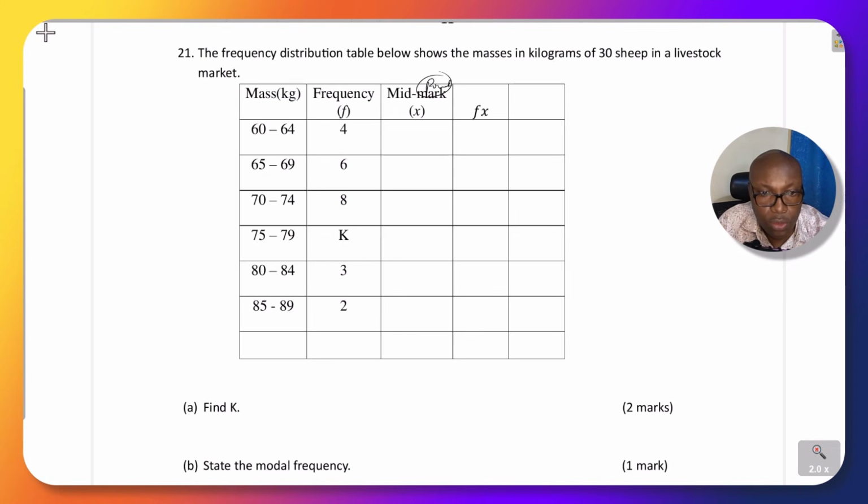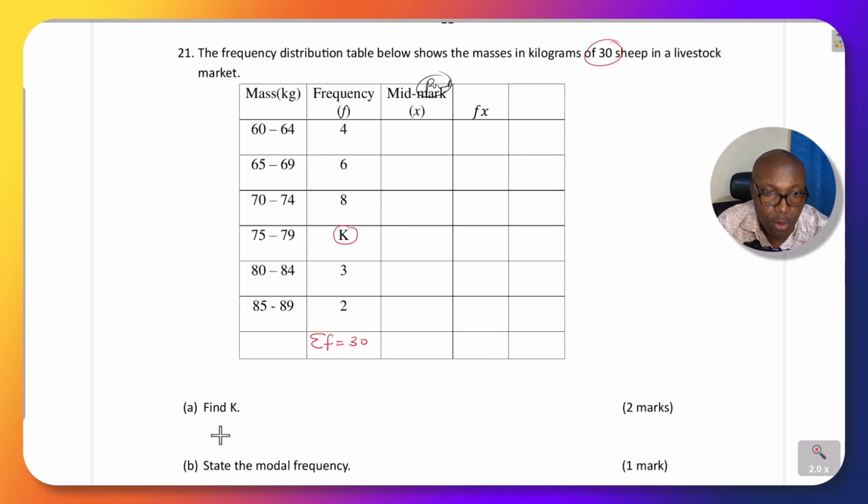The first question, you are supposed to find K. Where is K? K is here. This is a missing frequency. So how do we get K? You can see this one is in the column where we have the frequency. Frequency is the number of sheep, and they are 30. So if I add the total frequency, the summation of the frequency, I should get 30.